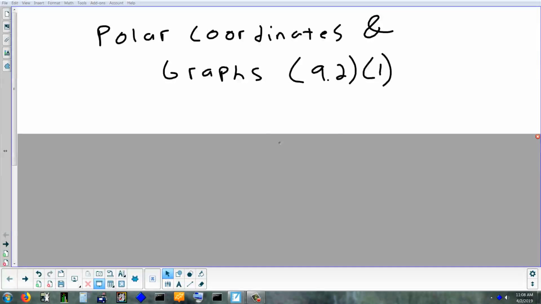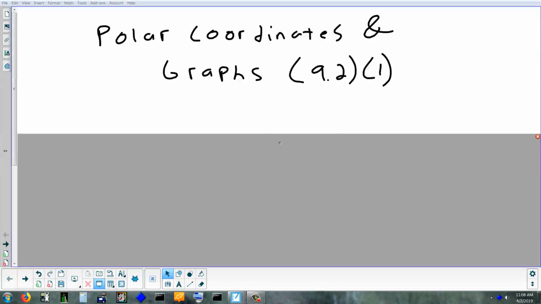All right, so let's take a look at section 9.2. Yesterday we did 9.1. That was on parametric graphing. Still the same kind of axes. You still have an x, you still have a y, but the difference is you have a separate equation for each axis. One equation gives you x values of your coordinate, the other one gives you the y's.